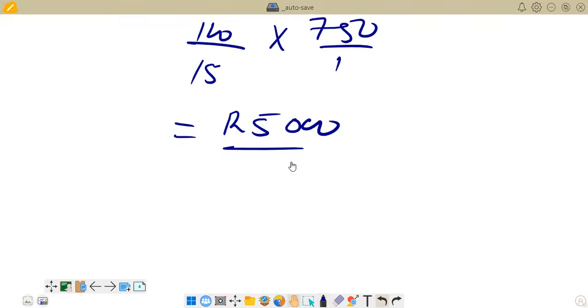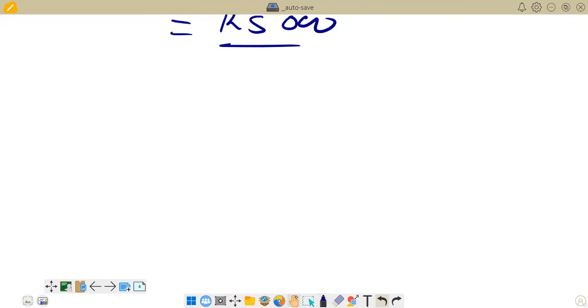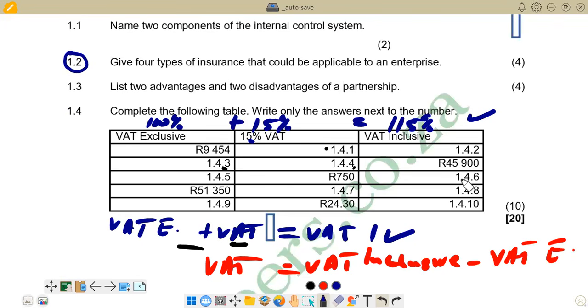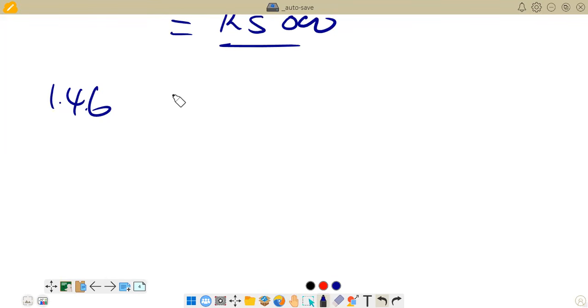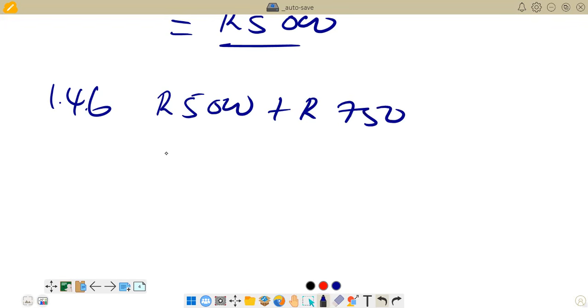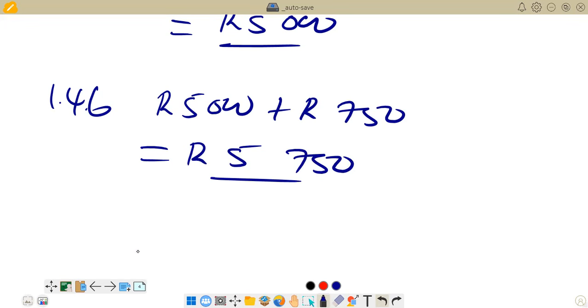Then we move on to the next one, which is 1.4.6. On 1.4.6 now, we can go back again to check what we have there. 1.4.6 is here. So we can just use this formula by saying this one plus this one to get this one. So to the answer that we got there, we add 750. So we are saying 5,000 plus 750, and obviously it will become 5,750. So this is what we have. Then the next one is 1.4.7.